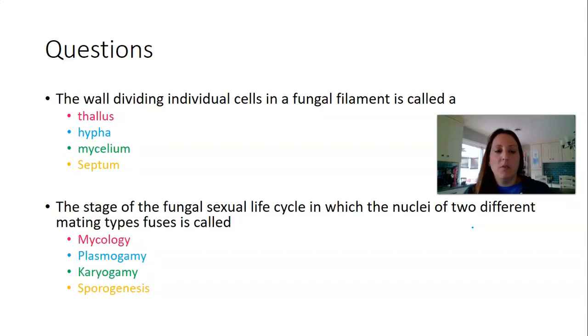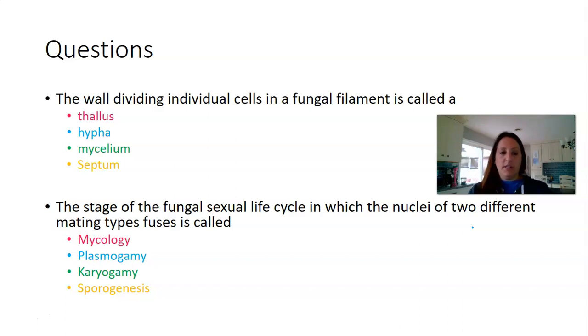Next question. The wall dividing individual cells in a fungal filament, or a hyphal strand, is called a thallus, a hypha, a mycelium, or a septum? So hopefully you answered a septum, right? Septa are those structures, usually perforated, found in between individual cells in a monokaryotic or a dikaryotic fungal filament. Those would be absent in a coenocytic hyphal strand.